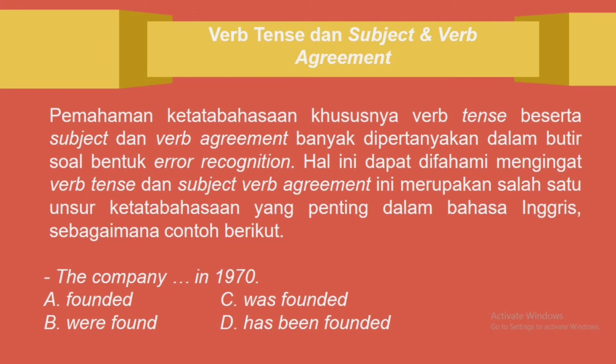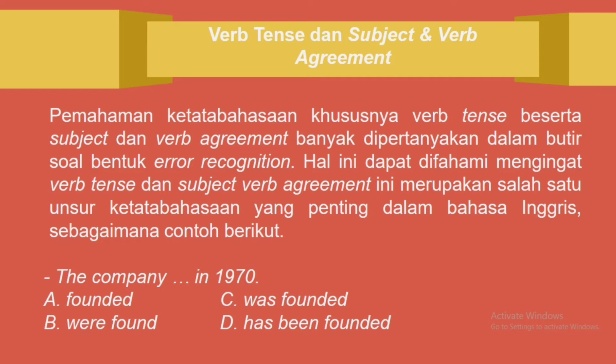Next, here we study verb and subject, also subject-verb agreement. Let's find out, because you will feel error recognition will happen in this case. So let's take a look. The company blah blah blah in 1970. Yes, the company is the subject and the subject is singular. So absolutely, the answer is C, was founded. Why? Because in this case we need the passive voice, which uses an auxiliary verb, in this case was, and founded from verb 3. Because the subject is singular, was founded is the passive voice, and then in 1970.